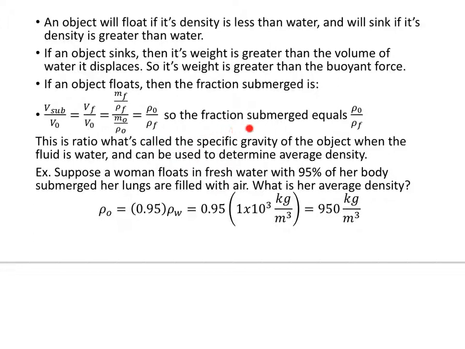So the fraction, then, of the volume submerged is equal to this ratio of the density of the object divided by the density of the fluid. Now, when the fluid is water, then this ratio is called the specific gravity. And we can use specific gravity to determine the density of an object.